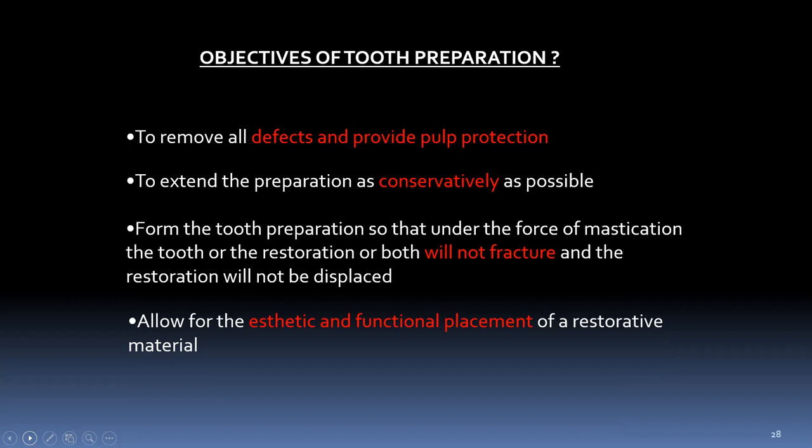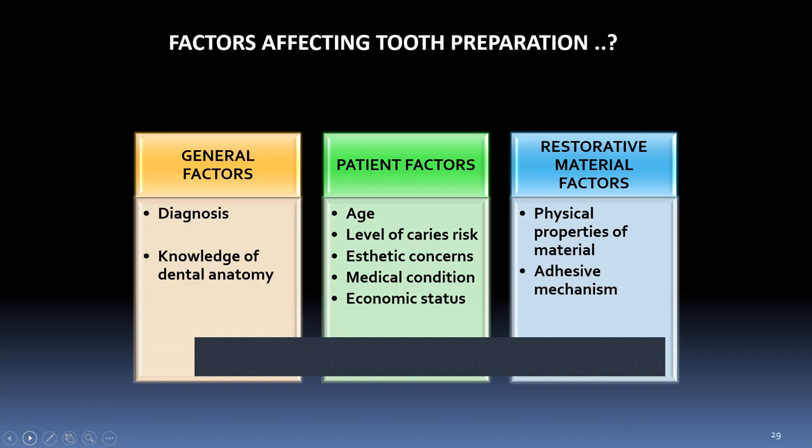under the force of mastication, the tooth or the restoration or both will not fracture and the restoration will not be displaced. Allow for the aesthetic and functional placement of the restorative material. So these are the 4 points which we have to keep in mind while we are going for a tooth preparation. And the factors affecting tooth preparation can be divided into 3 general headings: general factors, patient factors, and restorative material factors.